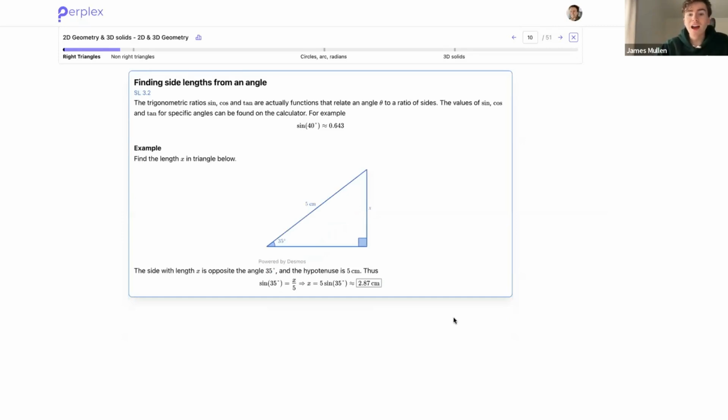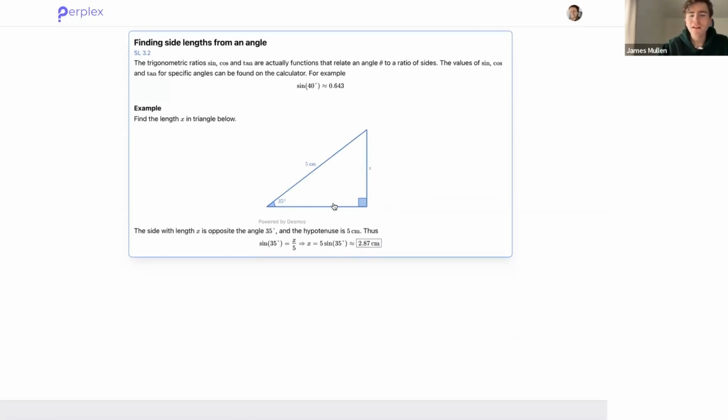We can also find side lengths if we're given a specific angle. So we can use the calculator to evaluate the sine, cos, or tan of a specific angle, and I can use that to solve for one unknown side in a triangle. So let's say I know that sine of 40 degrees, using my calculator, is 0.643. And that tells me what the opposite over the hypotenuse ratio is going to be.